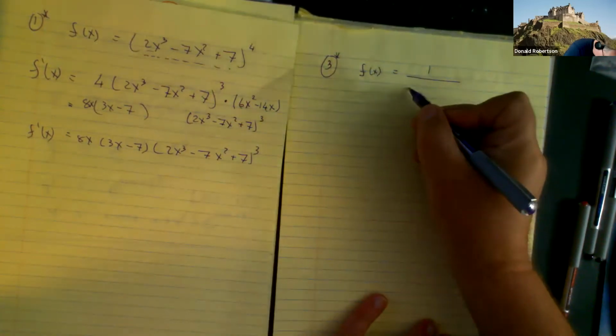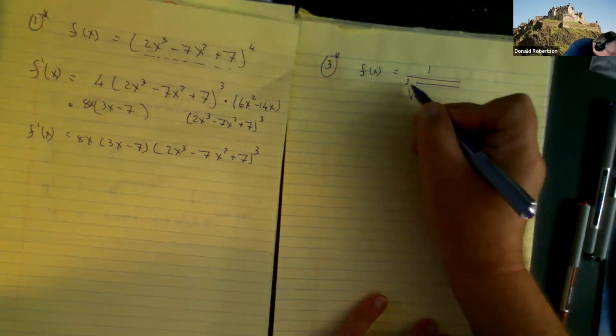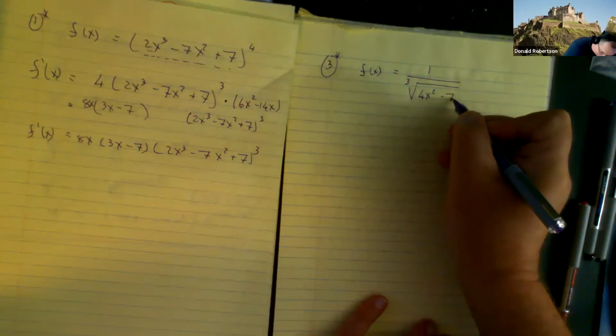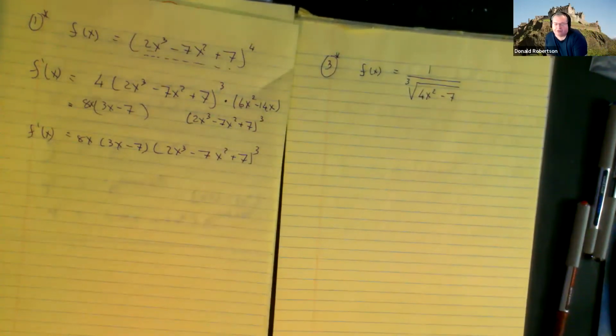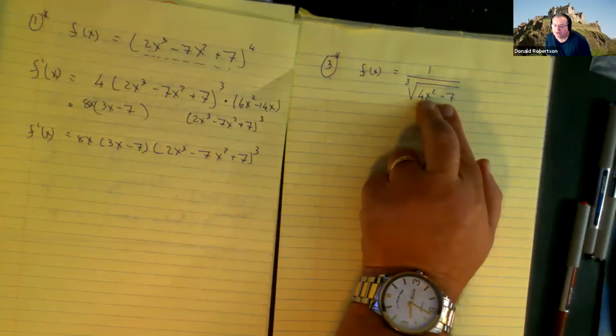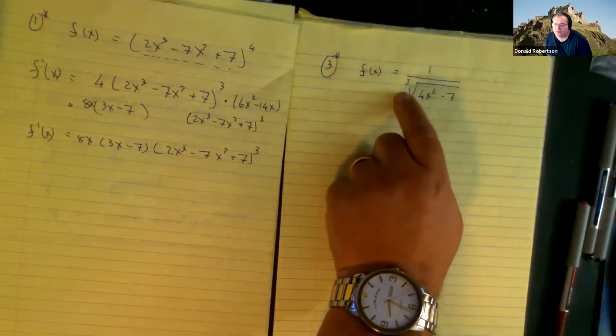Not all questions are ready to be used. That's a version of question 3. I can't really use the chain rule right now. It's not really written in a format that's going to make it possible for me to do that. I'm pretty sure I know what the inside function is. Isn't it going to be 4x squared minus 7? What I don't like is this 1 over cube root thing.